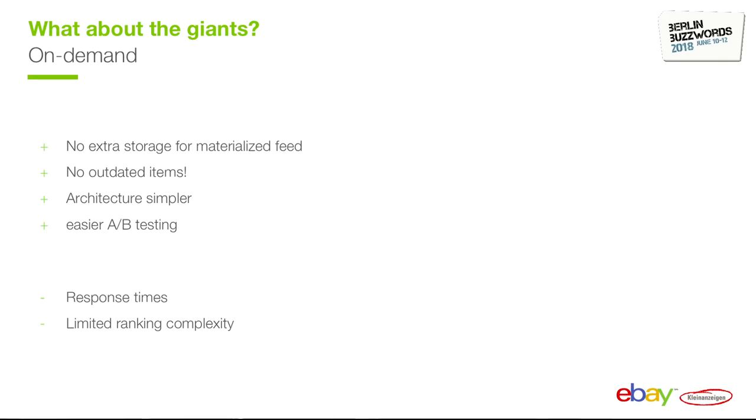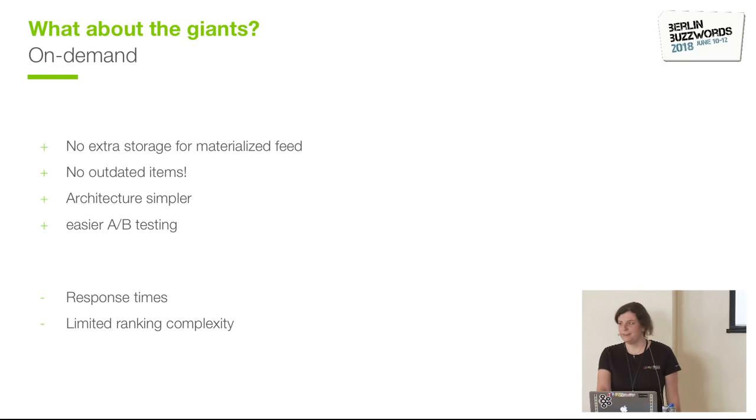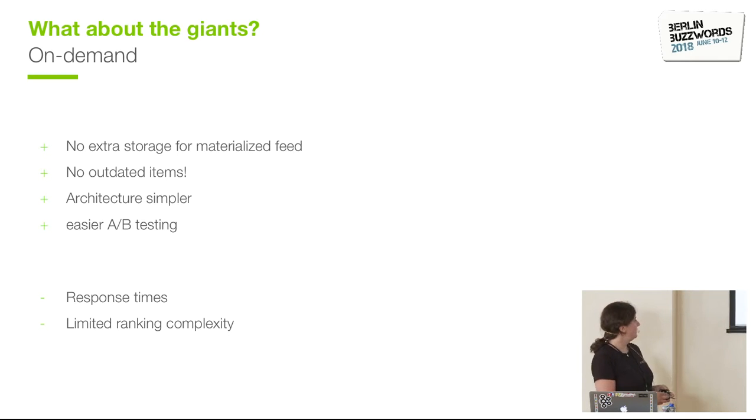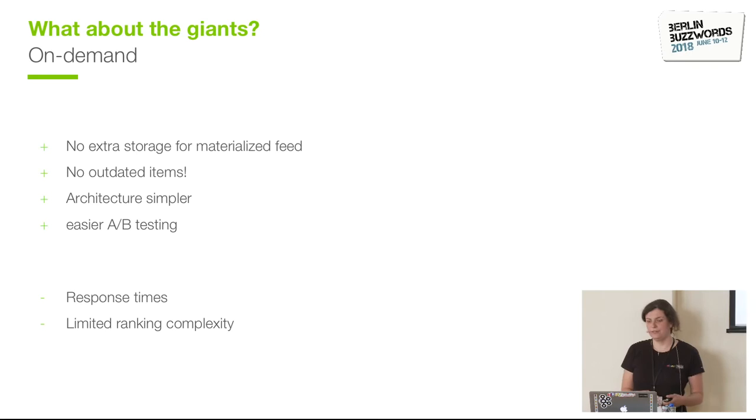What do we think about that? Obviously, we like that you don't need any extra storage for the materialized feeds. Then you don't have the problem of outdated items, so yay, no longer deleting items from 1 million feeds if they disappear. The architecture is arguably a bit simpler, and since all the work happens when the user comes to the platform, it's actually quite a lot easier to implement any A/B tests that you can think of. What's a bit more difficult with this approach is response times, and there's only so much you can do in terms of ranking when the user's already waiting for their feed, so you've got a few limits here.